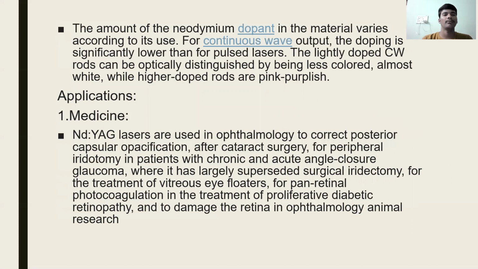The amount of neodymium dopant in the material varies according to its use. For continuous wave output, the doping is significantly lower than for pulsed lasers. The lightly doped CW rods can be optically distinguished by being less colored, almost white, while higher doped rods are pink-purplish. This is the major basic content about Nd:YAG lasers.